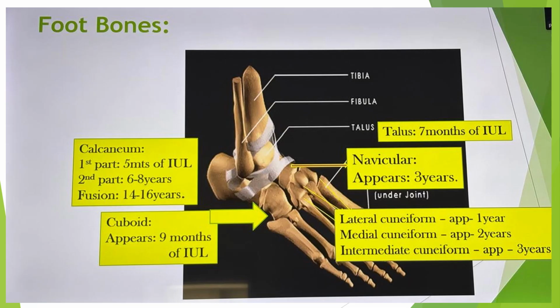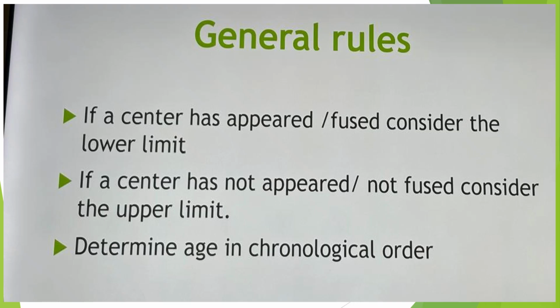Now the foot bones. Calcaneum: the first part appears at 5 months of intrauterine life, the second part at 6 to 8 years. Fusion is 14 to 16 years. Cuboid appears at 9 months of intrauterine life. Talus, 7 months of intrauterine life. Navicular appears at 3 years. Lateral cuneiform appearance is 1 year. Medial cuneiform appearance is 2 years. The intermediate cuneiform appearance is 3 years.